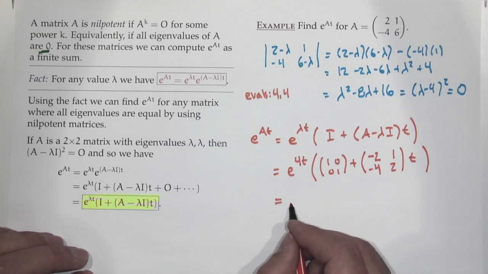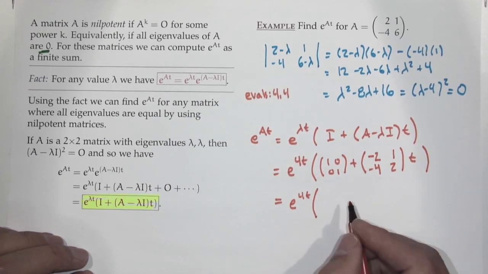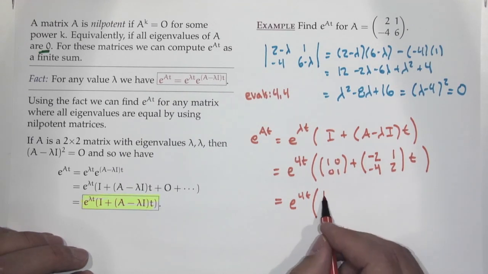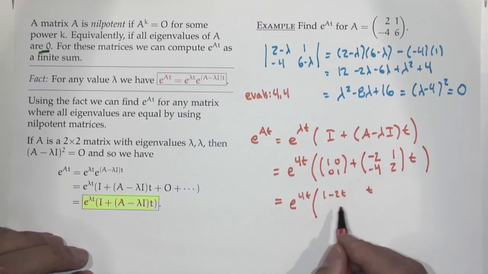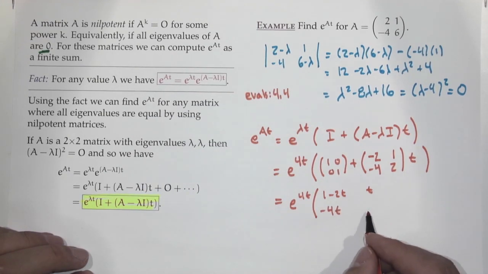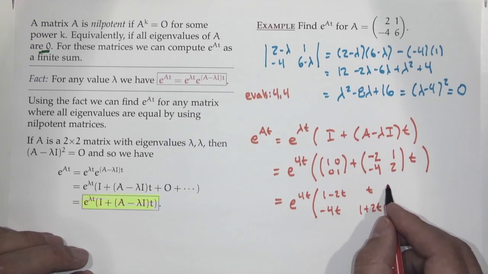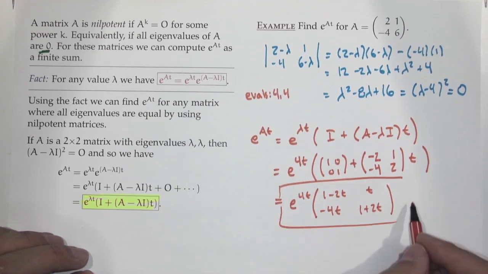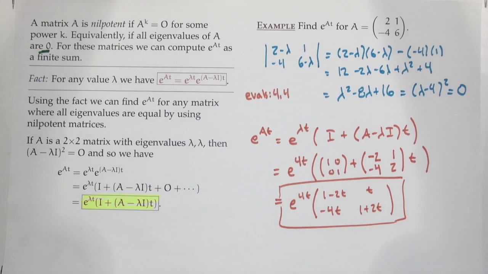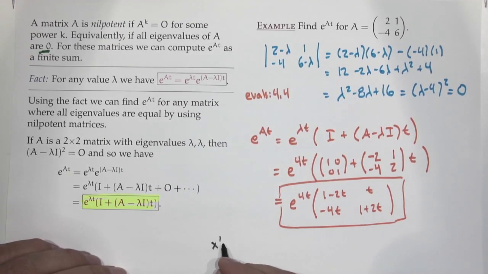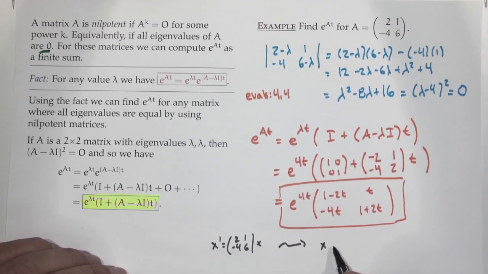Let's go ahead and put it together. We can say this is e to the 4t times the matrix [1 minus 2t, t; -4t, 1 plus 2t]. And we're done. Now, in terms of the differential equation, just so we can make sure we understand what we've just done, x prime equals [2, 1; -4, 6] x. What are our solutions?